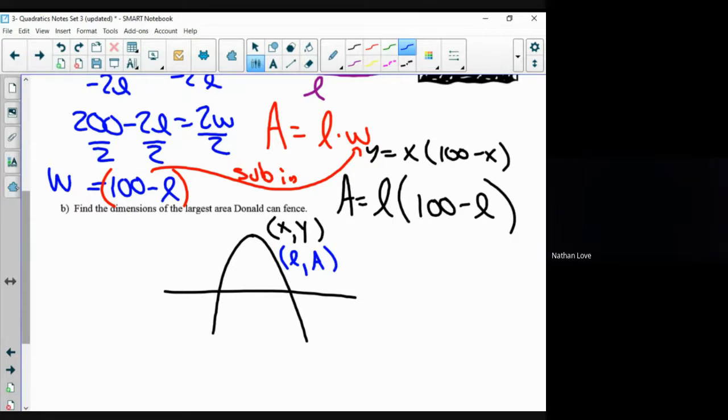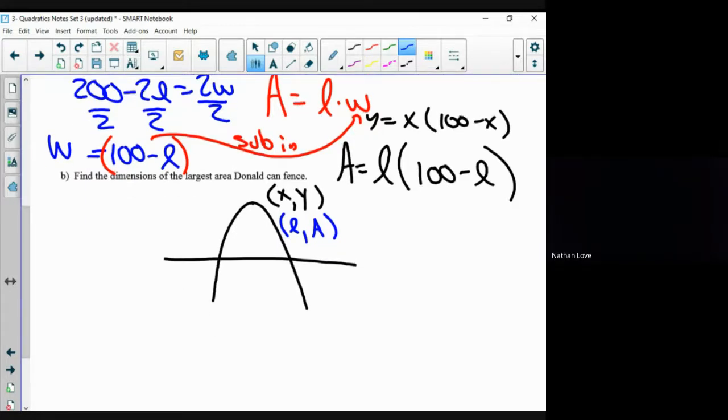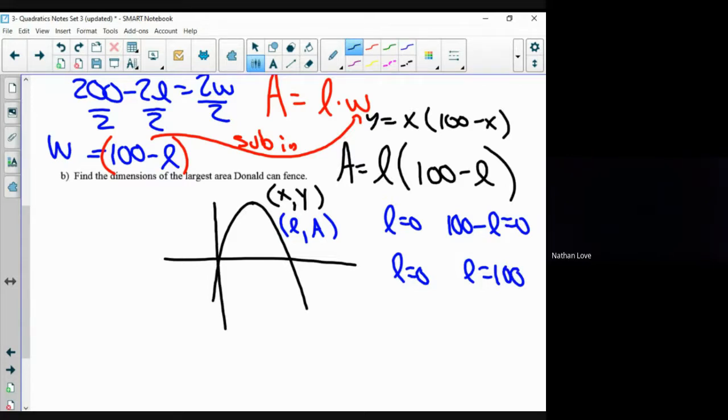We're also looking for the distance. So in this case, all I have to do is set these equal to 0 and solve. So L is equal to 0 and then L is equal to 100, correct? So if I'm graphing this parabola, here is 0 and here is 100. Okay? What do we do now? Once I have my 2 points, I have to draw what?